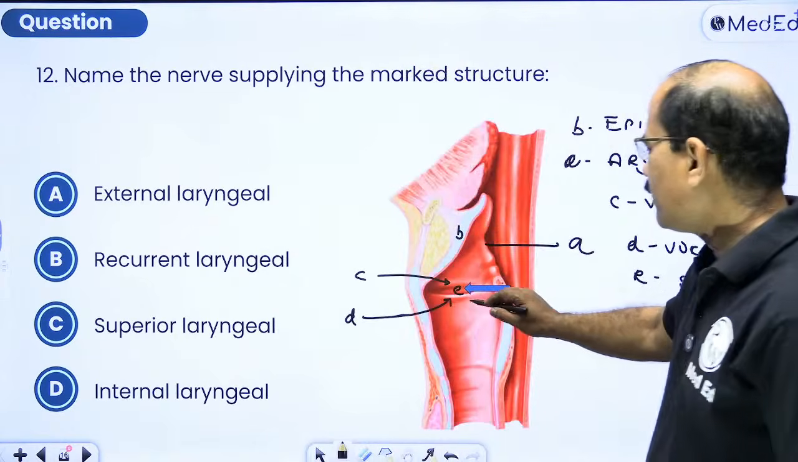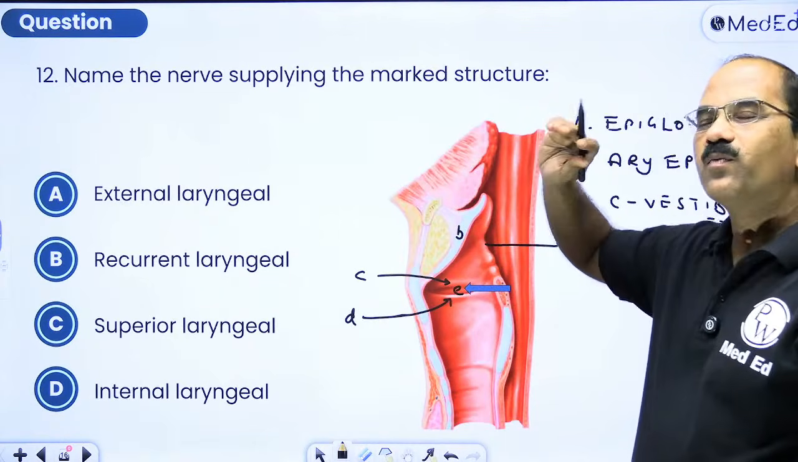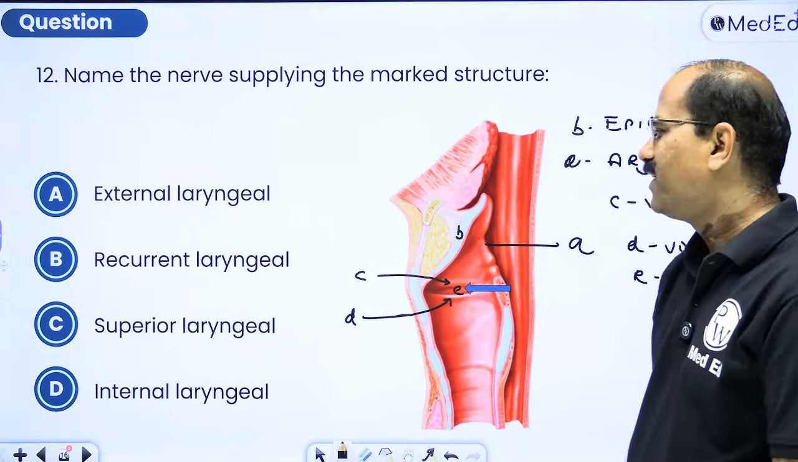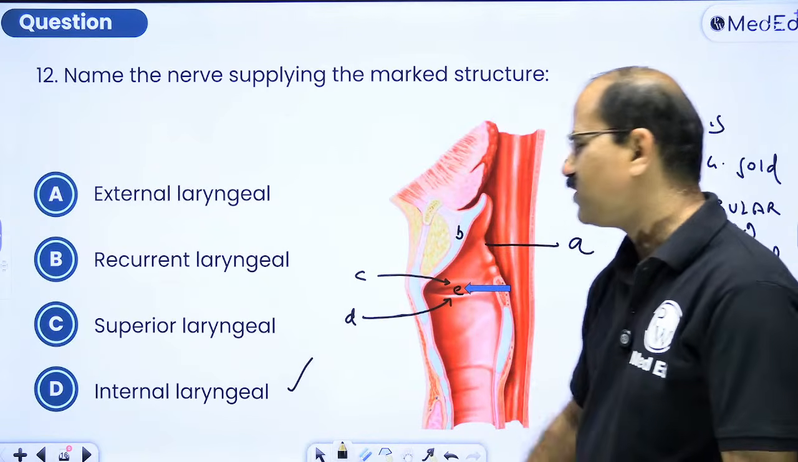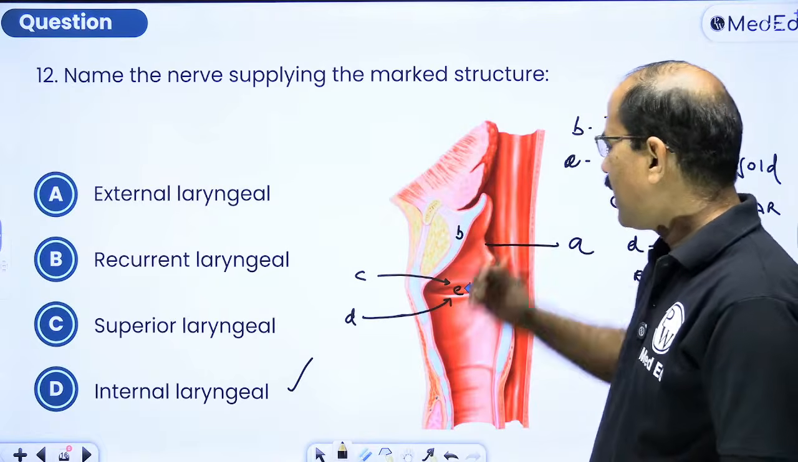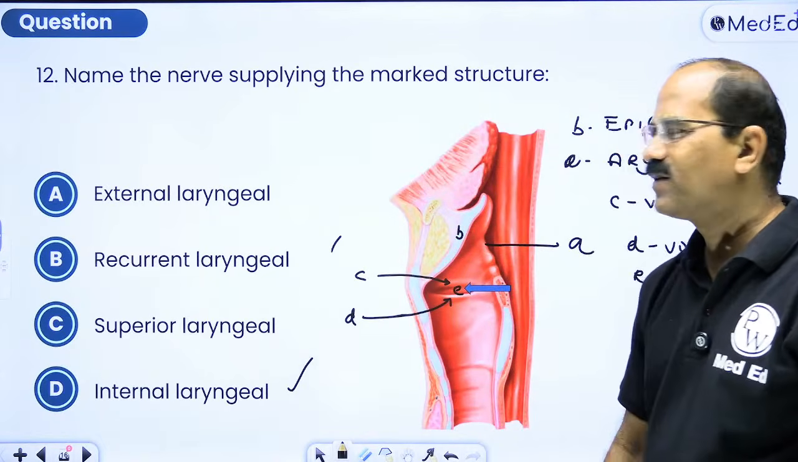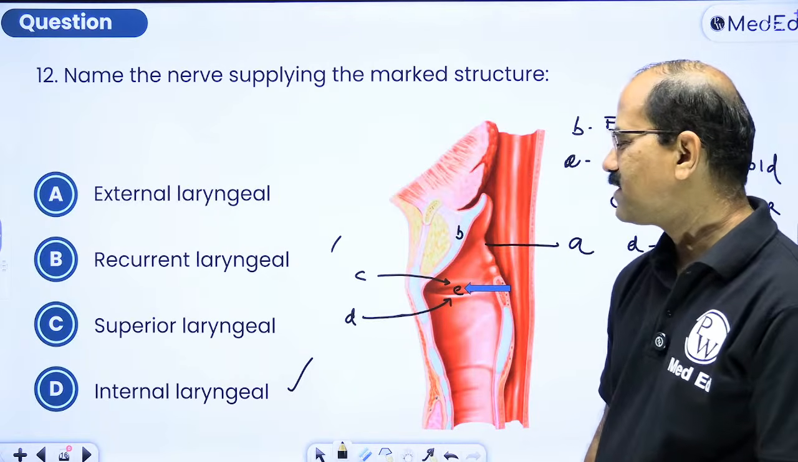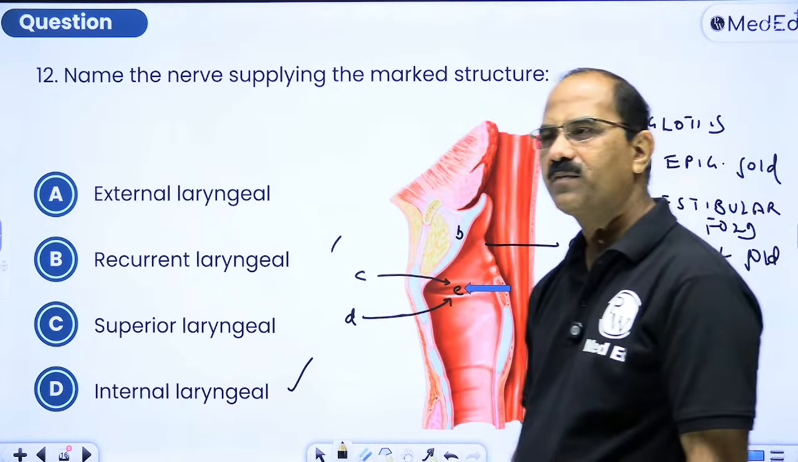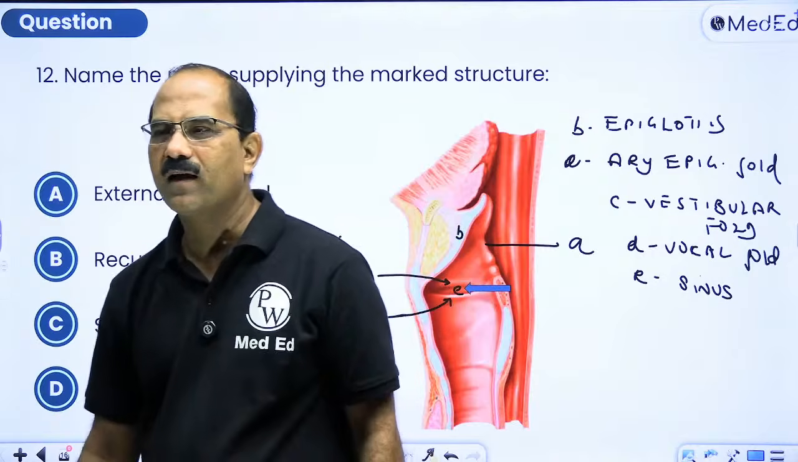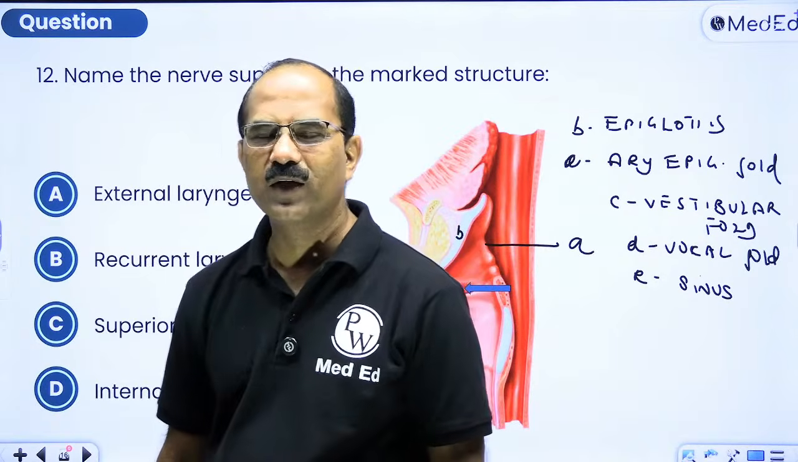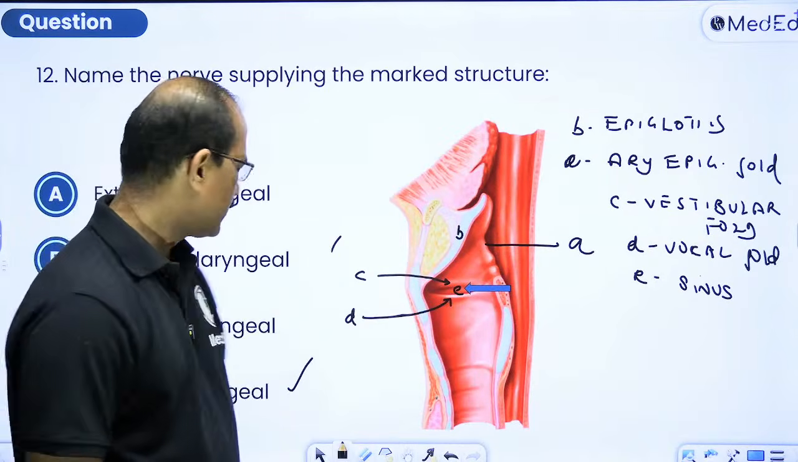तो ये vocal folds है ना, D is the vocal folds. So vocal folds के ऊपर nerve supply कौन है? The answer is internal laryngeal. And vocal folds के नीचे the nerve supply is recurrent laryngeal nerve. Perfect है? हाँ, perfect. Very good, very nice.